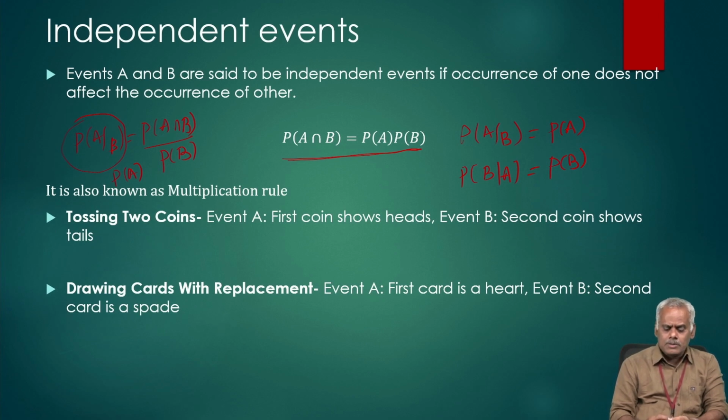But if the same experiment of drawing cards is done without replacement, then these two events are not independent events, because for drawing the second card there are only 51 possibilities. Clear? So these two are different cases. One is drawing cards with replacement, then A and B are independent. Drawing cards without replacement, then the events are dependent.